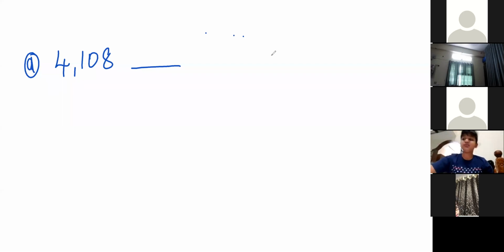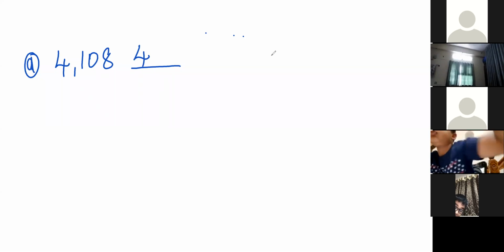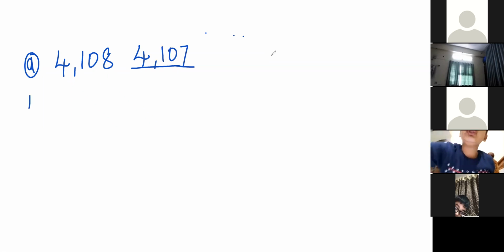Before number. Two methods I have told you. First method is simply you can subtract, or otherwise you can write the before number to it by just looking at the ones place. What is the before number to the number 8 which is in the ones place? 7. So you have to write 4107. Next one.